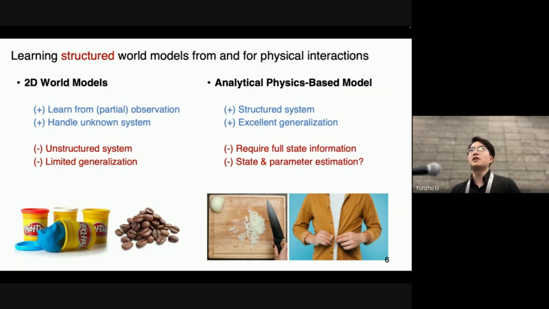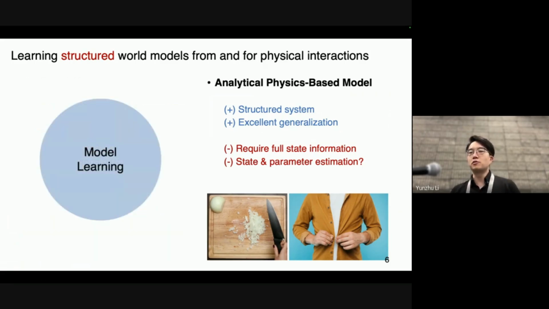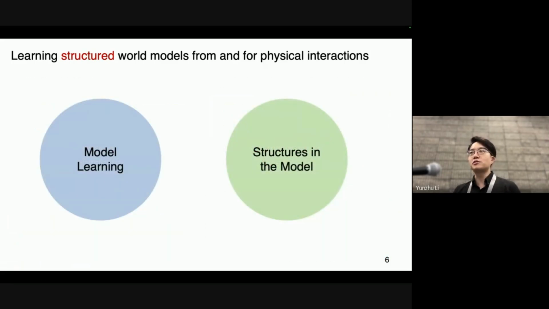So both approaches have their advantages and limitations. The left is model learning, and the right is structure in the model. My research is really trying to bridge the gap and get the best of both worlds, trying to learn models with structures inspired by our understanding of physics, using the model learned directly from real-world interactions, for the robots to do better physical interactions with the environments.